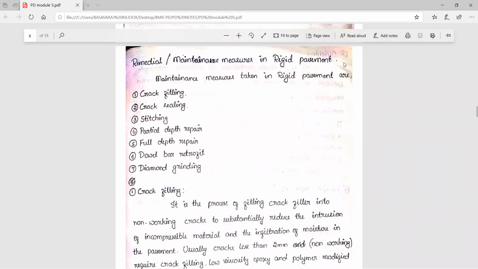Hi everyone. In today's session, we are going to discuss remedials or maintenance measures in rigid pavement. Most common methods of rigid pavement repair are discussed below, starting with crack filling, crack sealing, stitching, partial depth repair, full depth repair, dowel bar retrofit, and diamond grinding.